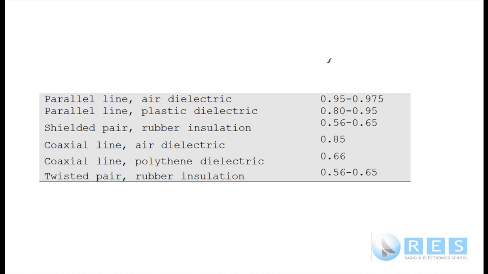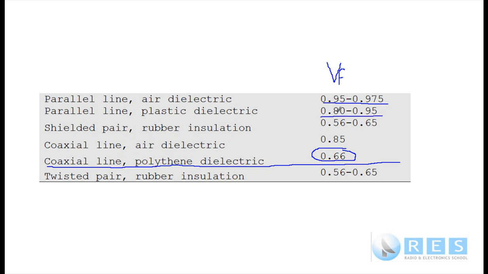The cables are given what's known as a velocity factor, and the velocity factor is simply the relative speed of light. For example, coaxial cable, which is the one you'll be dealing with most of the time, has a velocity factor of 0.66. That means the speed of propagation down a coaxial cable is 66% of light velocity, 66% of 300 million meters per second. And you'll notice that parallel line has a higher velocity factor than coaxial cable.